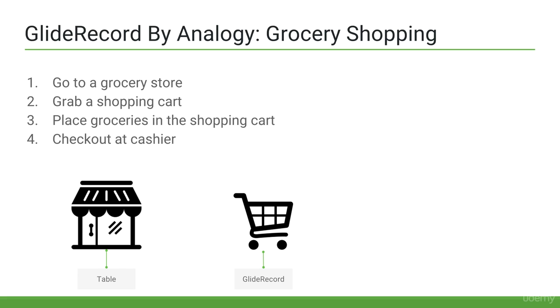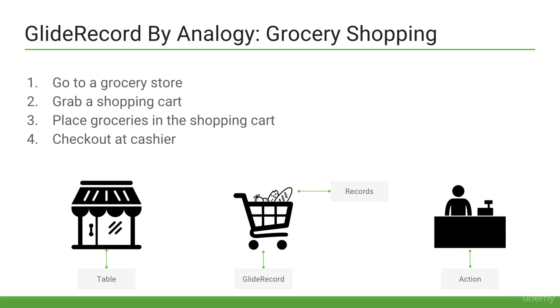Third, we'll place groceries in the shopping cart. The groceries can be thought of as records from the table. Every grocery item has specific attributes to it, like the name, its price, and color. These item attributes can be thought of as field values for a record, like the caller on an incident record. Finally, it's time to check out at the cashier. This last step can be thought of as performing some kind of action on the records, whether they are for display, updating, deleting, or even creating new records.